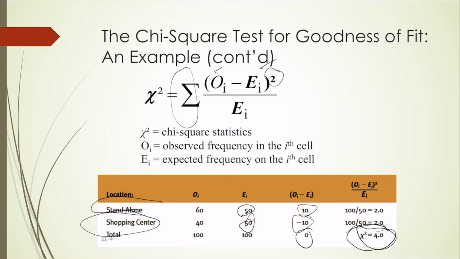Really, you can see that by the observed frequencies. Standalone is 60, shopping centers are 40. But the chi-square validates or confirms what you have already seen. So it's nothing that is going to really give you more insight. It is a way of testing the hypothesis, and it's the way that we test and verify the statistical significance of the data that we're looking at.